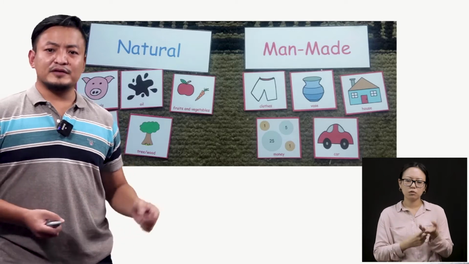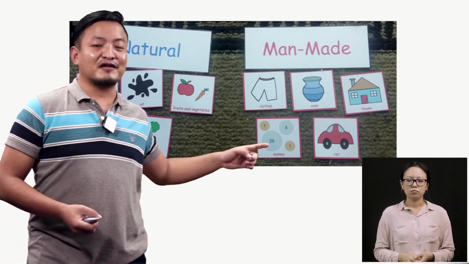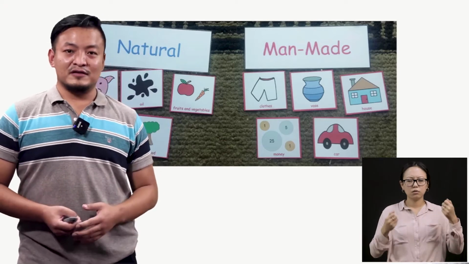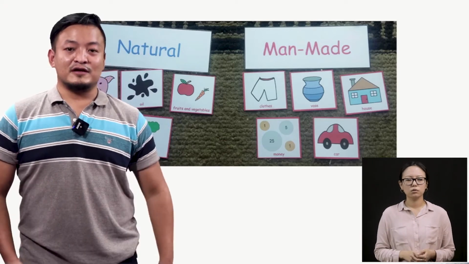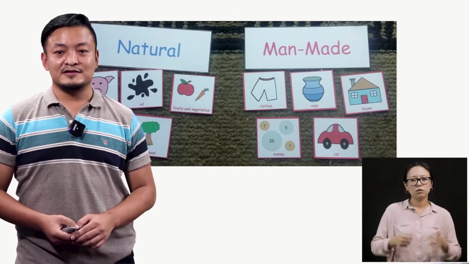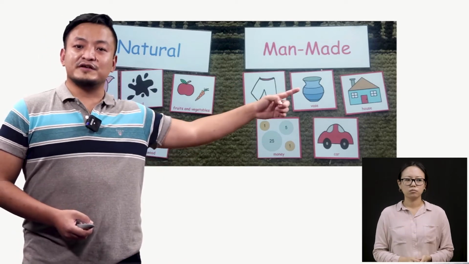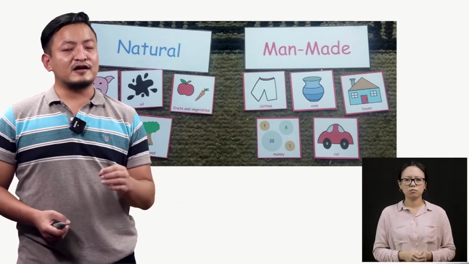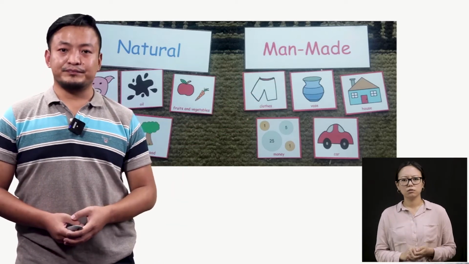Let me give an example like car. We all like cars, right? We have different types of car. So all these cars are man-made things. We have a house here. We have our clothes. All these are man-made things.